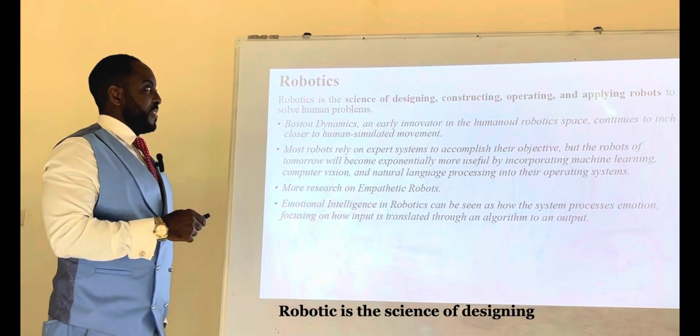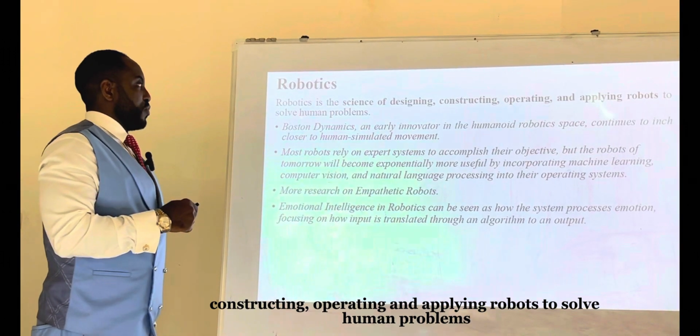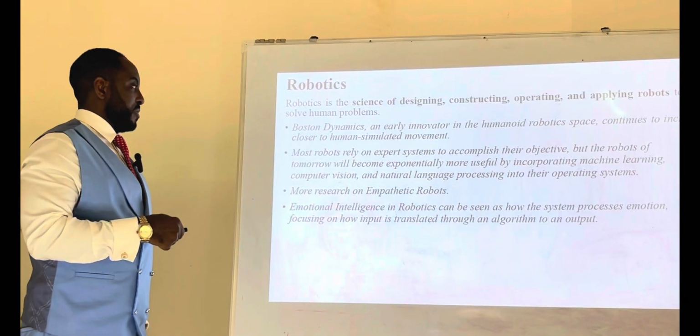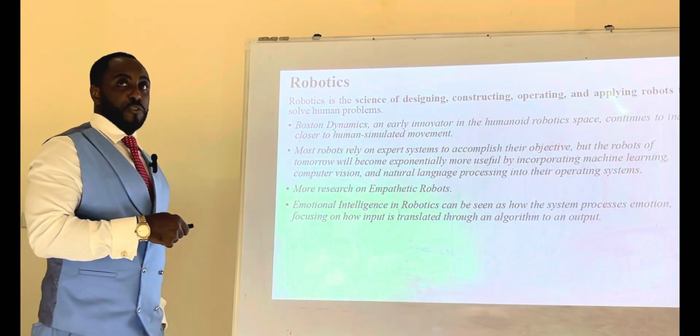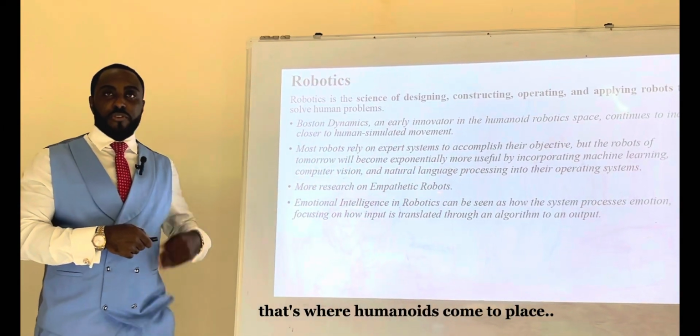It is the science of designing, constructing, operating, and applying robots to solve human problems. Of course, we'll define robots, we'll go deeper into types of robots and all that. So this is it. But what is the future of robotics in artificial intelligence? We are trying to look for a robot that has emotion. That's where humanoid comes into place.